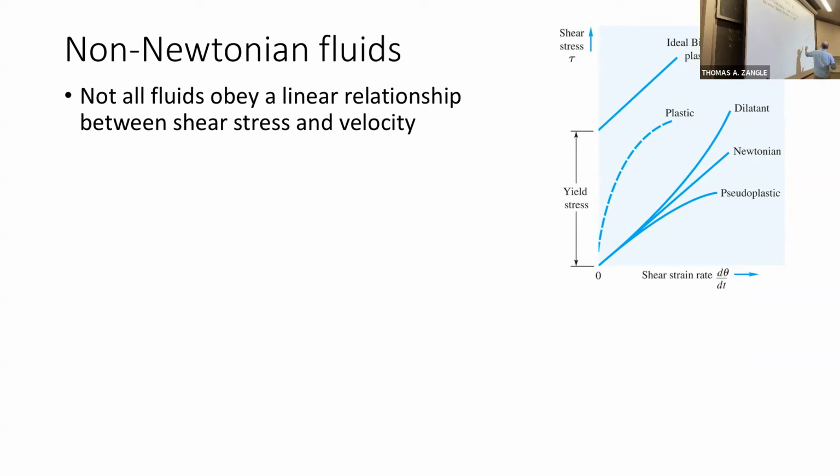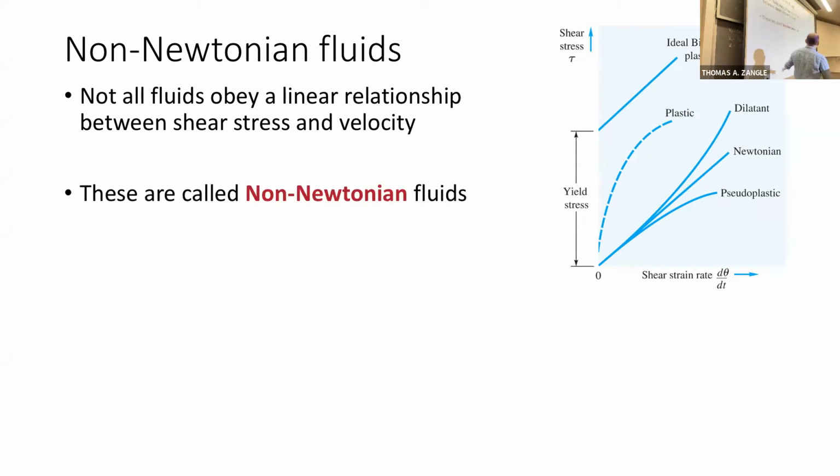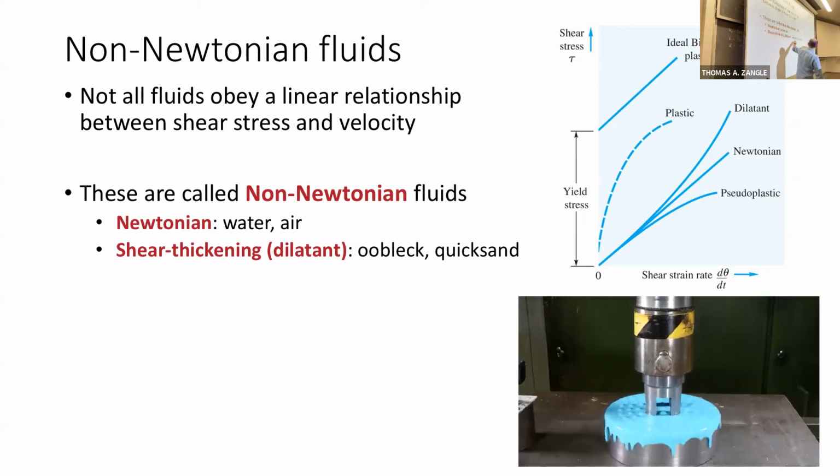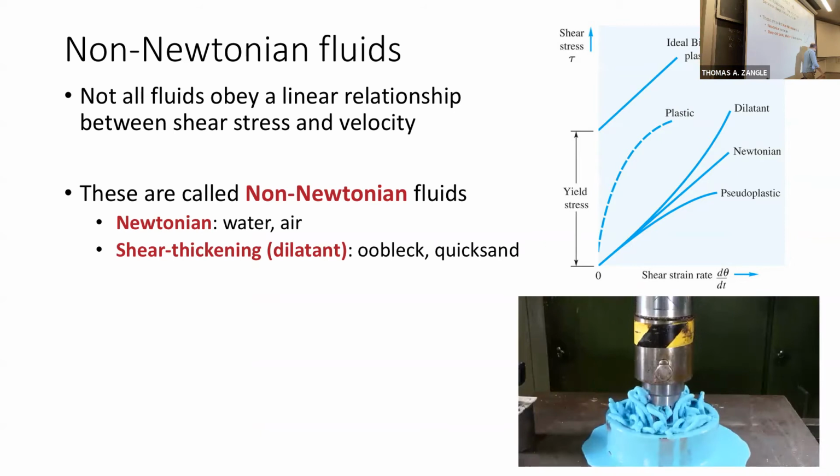But not all fluids exhibit this kind of nice relationship. Some have this curve get steeper. And remember, the slope of this line is like the viscosity, so if the slope is getting higher, that's effectively the viscosity getting higher. Other fluids, like pseudoplastic fluid, have the slope get less steep, the viscosity get lower as we apply a faster strain rate. In general, something that doesn't obey this nice, neat linear relationship is called a non-Newtonian fluid. Newtonian examples would be like water and air. Shear thickening or dilating, an example here would be like oobleck or quicksand. And we'll watch this video in a few minutes.